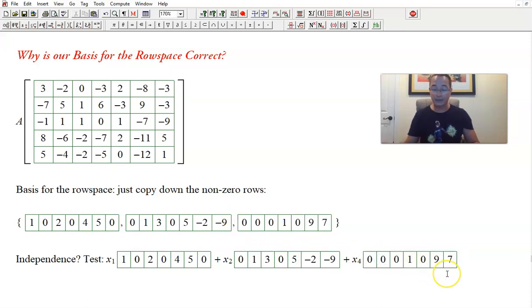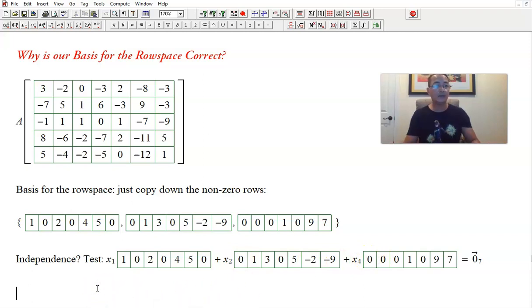x4 times that vector is the 0 vector in R7. Okay? Now this should sound familiar. We did it with the null space. So this time we go left to right as we do normally. Look at the first leading one, first component. Everything below that leading one is a 0.